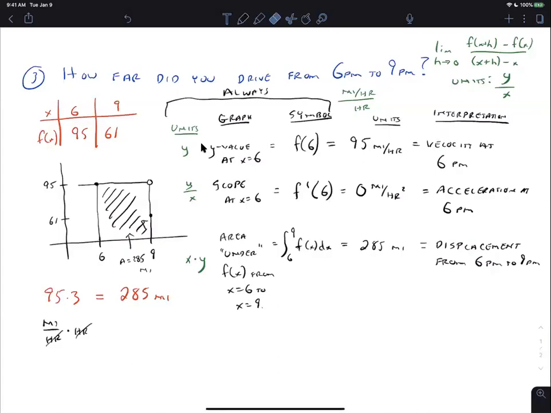The stuff on the right, not always true. They're specific to this application. So given that this was miles per hour, then this is automatically miles per hour squared because x was hours, and this was automatically miles because it's x times y. Given what miles per hour means, that happens to be velocity. Miles per hour squared happens to be acceleration. Miles happens to be displacement. Does that make sense? Huge, huge deal that we should have figured out in Calc 1, but it's kind of a big overall summary of that stuff. Any questions? Because it's real important we understand these concepts.